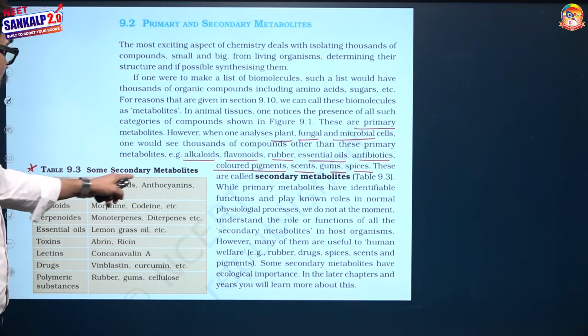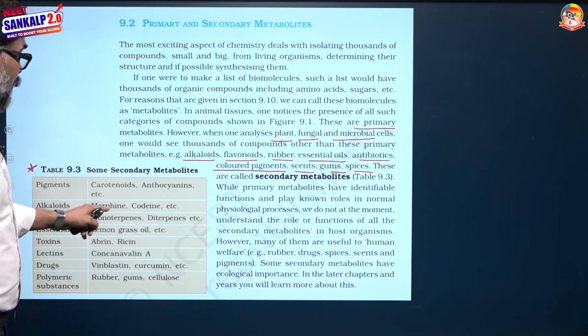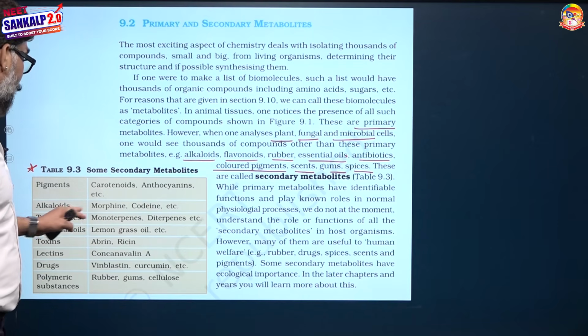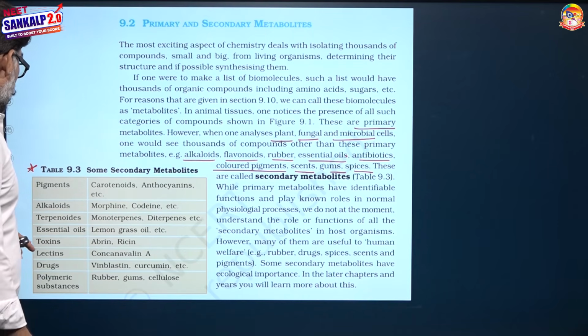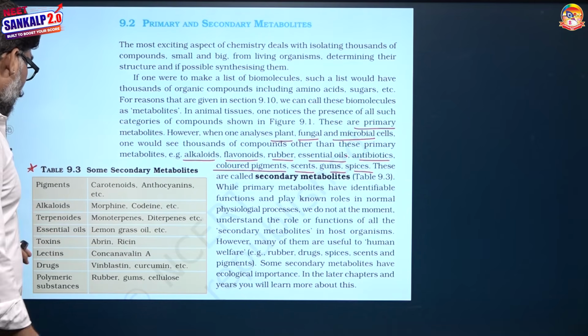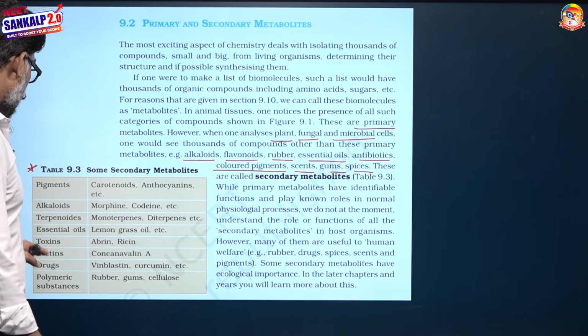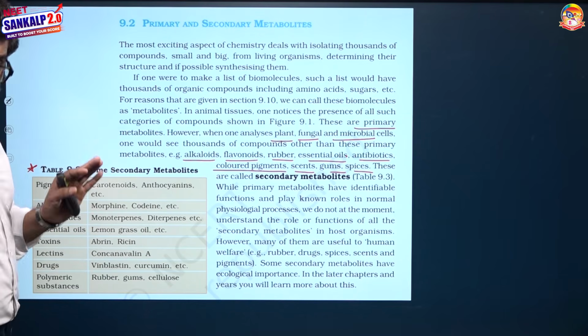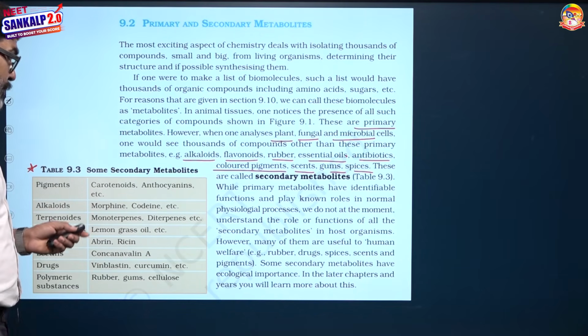Pigments including carotenoid and anthocyanin, alkaloids, morphine and codeine, terpenoids, monoterpenes and diterpenes, essential oils, lemongrass oil, etc. Toxins, abrin and ricin, lectins, concanavalin A, drugs, vinblastine, curcumin, etc., and polymeric substances, rubber, gum, cellulose. This table with the categories and examples we have to keep in memory.